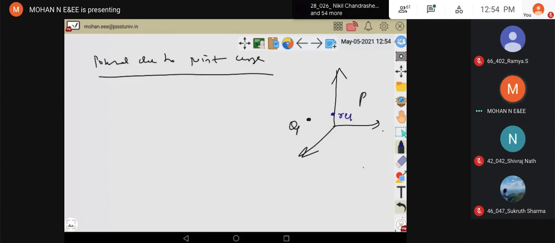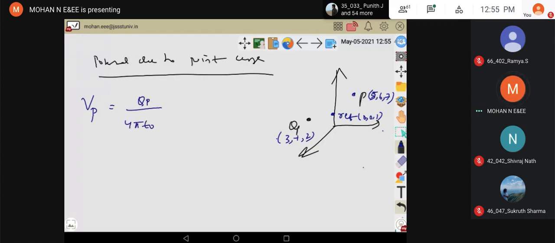So this is your reference point, and this is my P. Okay, 0 comma 0 comma 1, and P point is 5, 6, 7, and the point charge is at 3, minus 1, 2. So I need to find the potential at point P. The equation is QP divided by 4 pi epsilon naught RP.